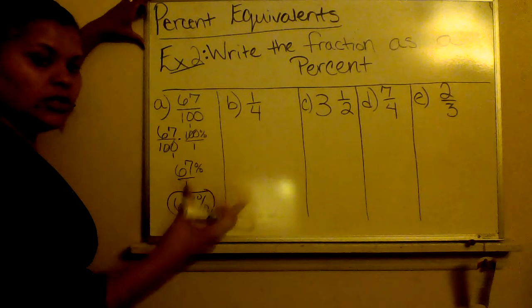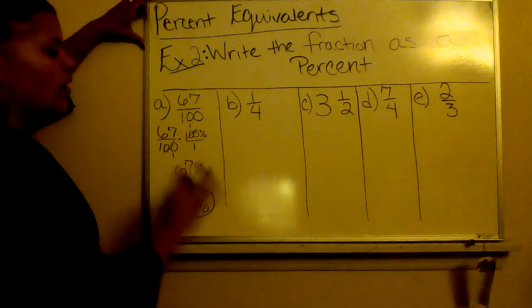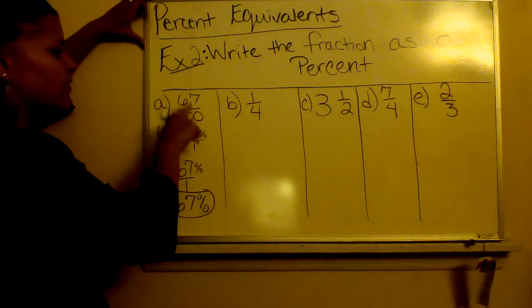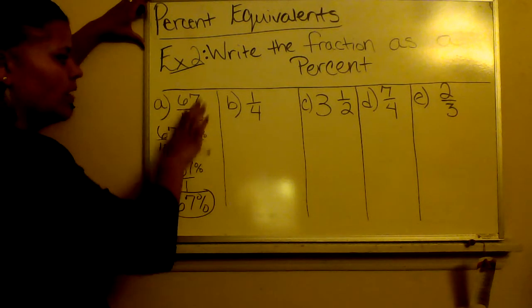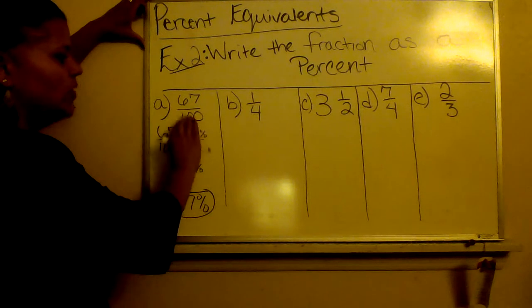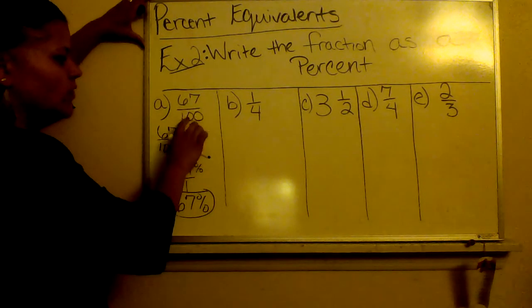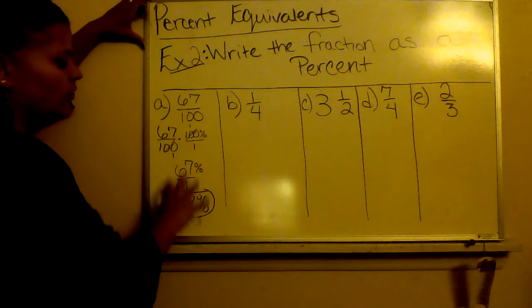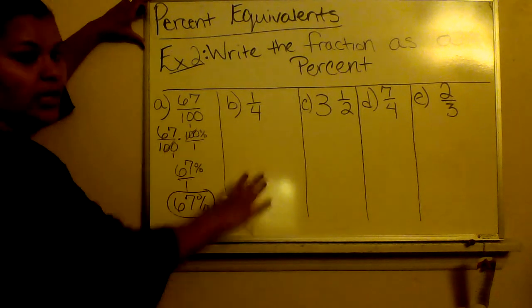Now you could do it this way, or understand that percent means per 100. This says 67 per every 100. So this actually tells you the percent right away, because every percent is always over 100 or out of 100. So right away you know 67 is over 100, and this is 67%. So really you don't have to do much of this, but it will help you later on.